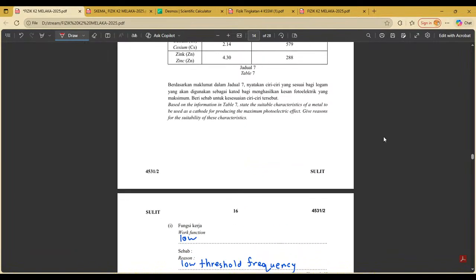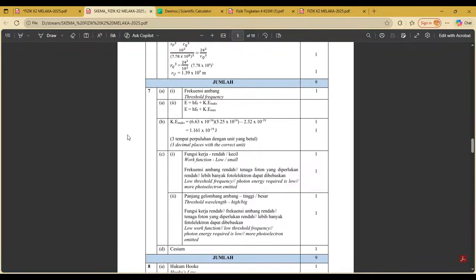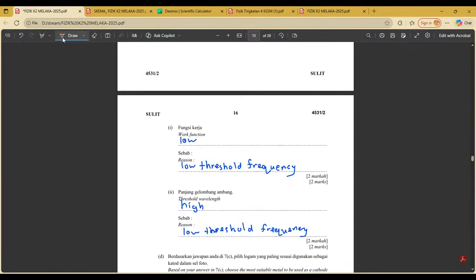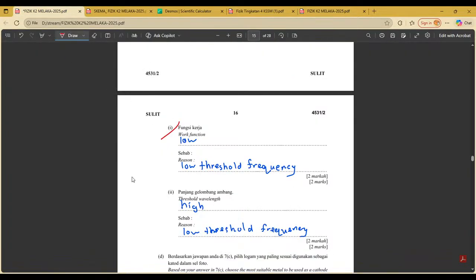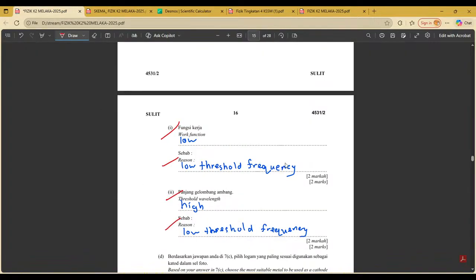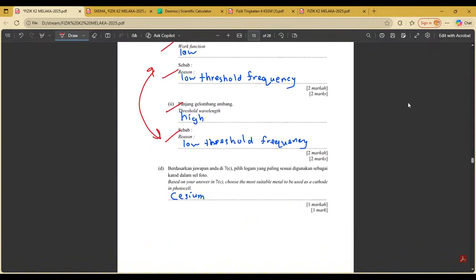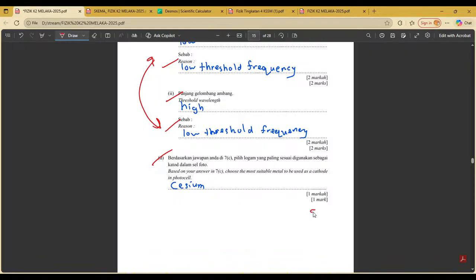Photocell: low work function, low threshold frequency. High threshold wavelength, low threshold frequency. Answer two of the same things, yet get two separate marks. I love physics. So it's this here. 9 out of 9.